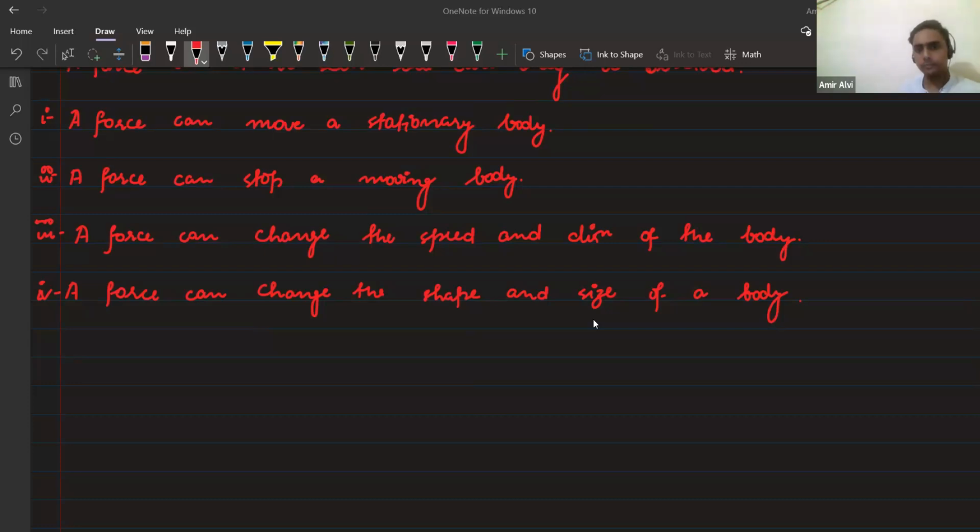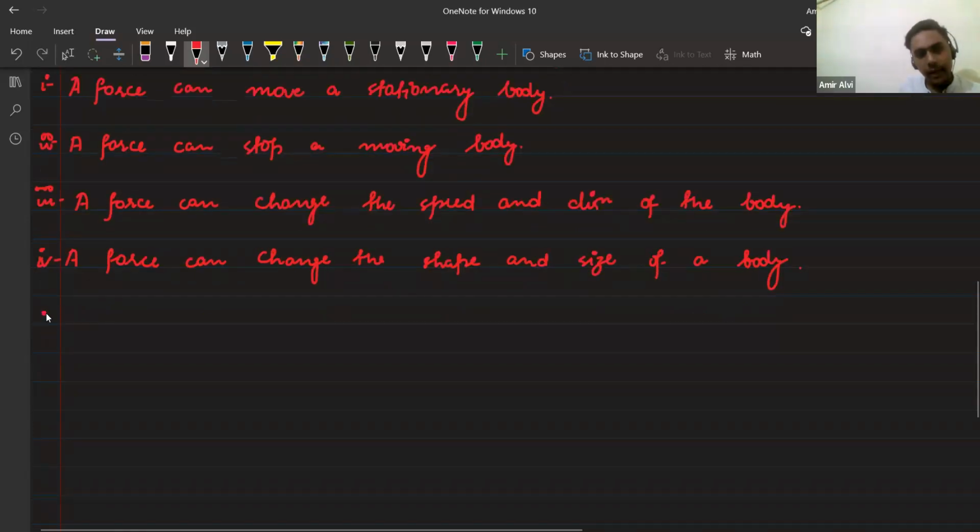Chalo, that's great. So if we talk about the generalized definition, that a push or pull is not a definition which you can write in the exam. Yes, you can write it, but that is not a correct definition. That's a very general definition. Okay, let's do a little more detailed definition of the force, that you can write in the exams.